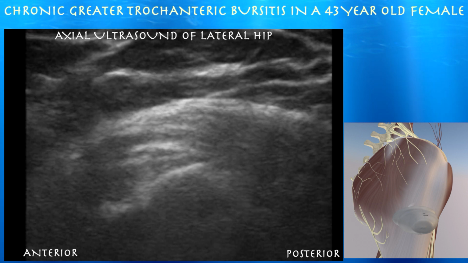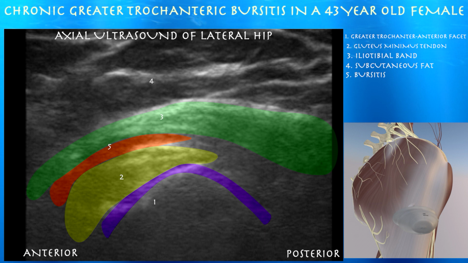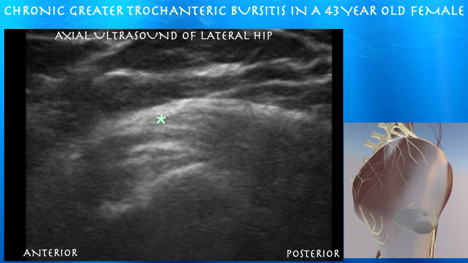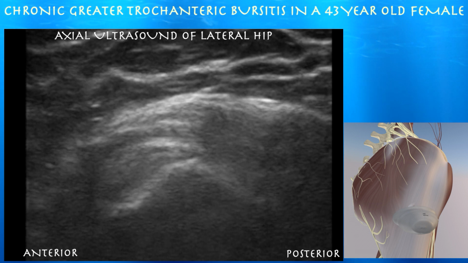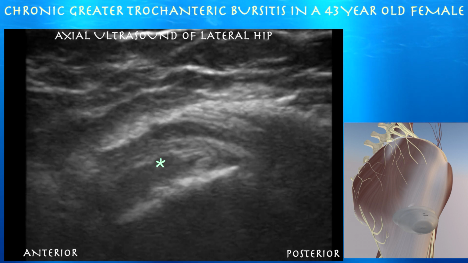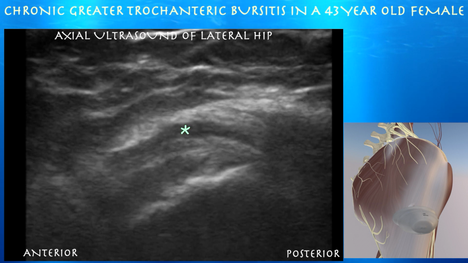Now we're going to an axial plane. Here you can see the apex of the greater trochanter, and then anteriorly to that is the anterior facet, which is where the gluteus minimus tendon inserts. Above that you can see a moderate bursitis, and then you've got a thickened ITB above that as well. Here we are just scrolling around, a very thickened gluteus minimus tendon, and a pretty large bursitis you can see here.